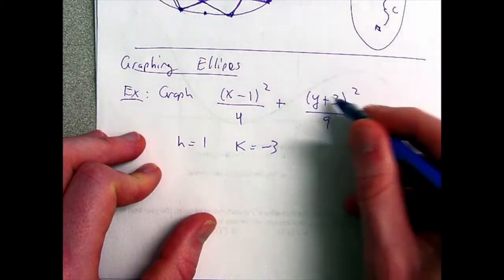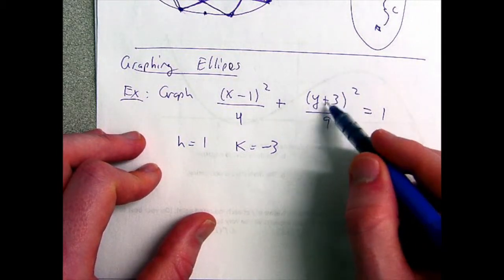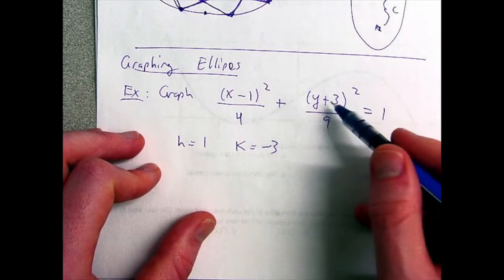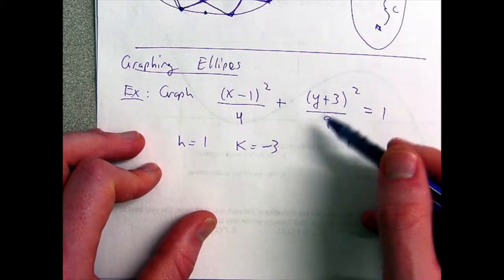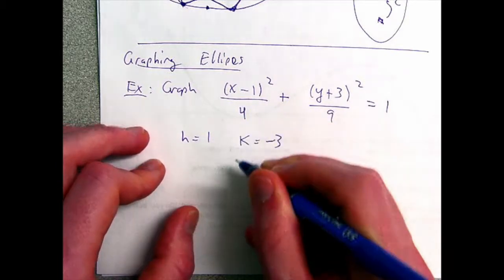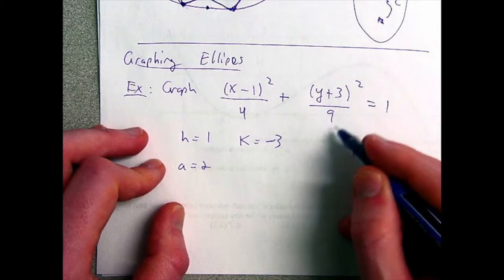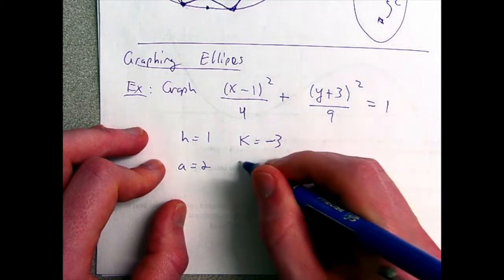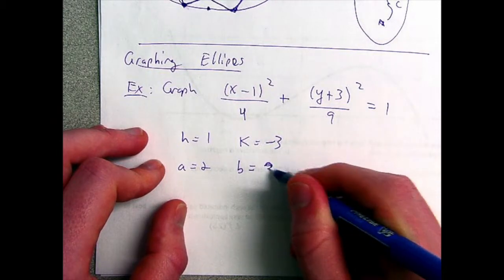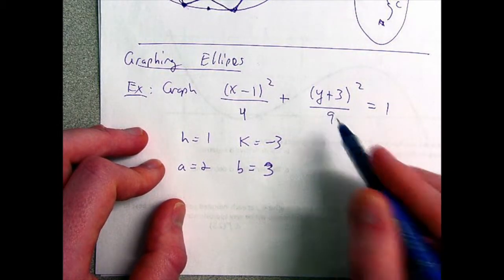Remember, these things are like the opposite of what they look like. The equation is y minus k. So what are we subtracting here? The answer is -3. Remember, this number down here is a squared, so a is not 4, but rather 2. And this number down here is b squared, so b is not 9, but rather just 3, right? Because that is b squared right here.